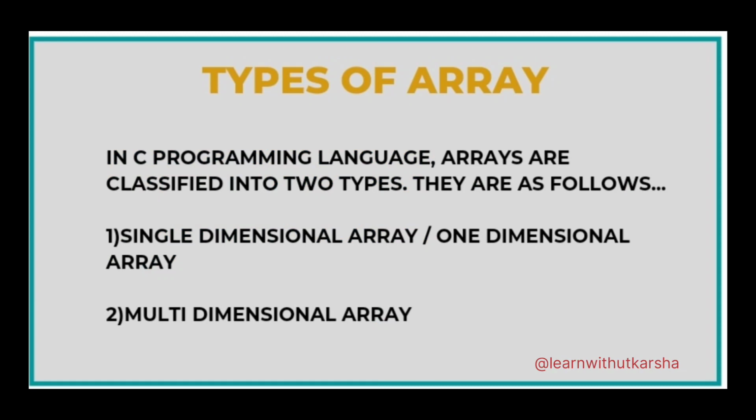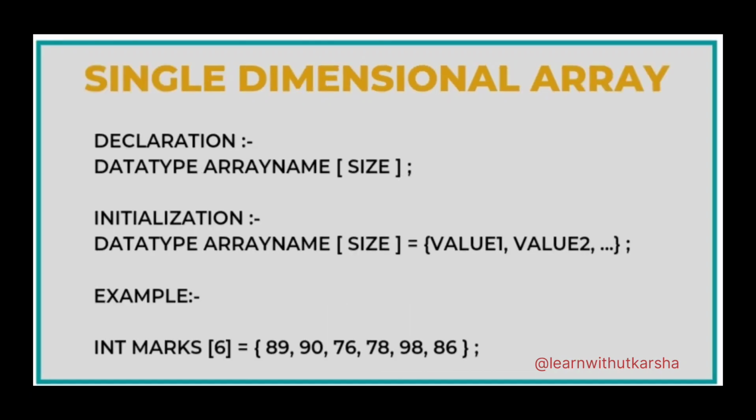Types of arrays. In C programming language, arrays are classified into two types. They are as follows: single-dimensional array, also called one-dimensional array. Second one is multi-dimensional array. So let's see one by one.